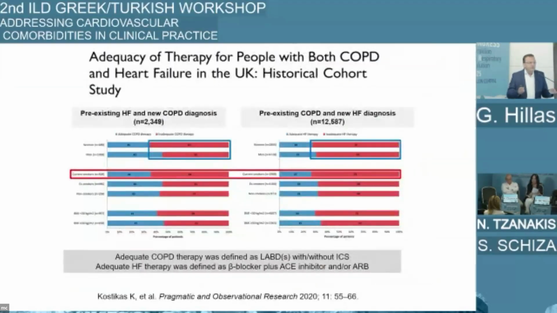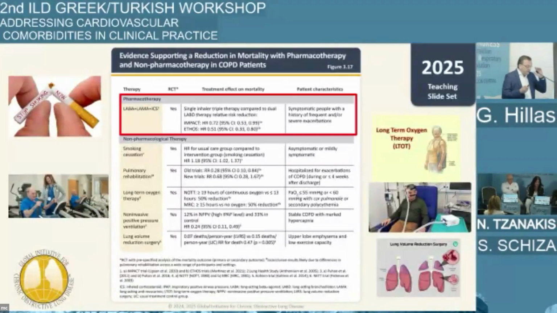And finally, not my last slide, but finally, what about treatment? First of all, when we have a patient with comorbid COPD and heart failure, a majority of this group of patients receive inadequate treatment after a new diagnosis for both conditions. Which treatment? Data results from the two largest randomized clinical trials regarding triple therapy, IMPACT and ETHOS, suggest a beneficial effect on mortality when compared to dual bronchodilation, LAMA-LABA.